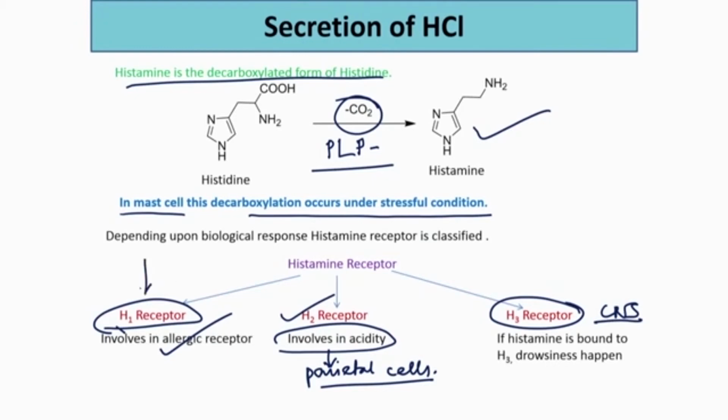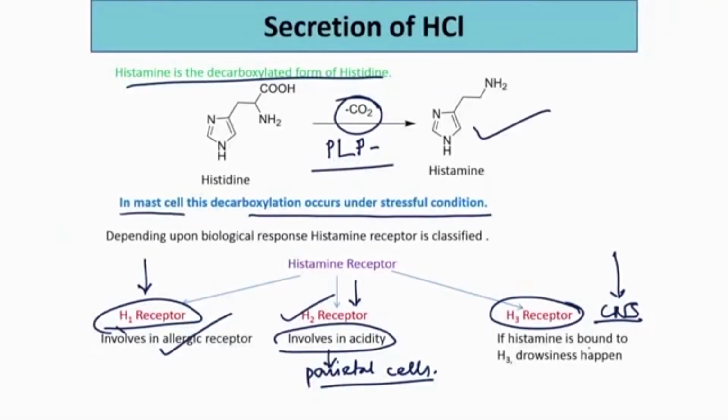If it binds to H1 receptor, it causes allergy. If it binds to H2 receptor, it causes acidity. If it binds to CNS, it causes sleepiness, drowsiness. And I think now you can understand why when you take anti-allergic tablets, you also become sleepy, because your drug is not very specific. It is an antagonist to H1. It is also reacting with the H3 receptor. It is binding to the H3. So, if it binds to the H3, then the problem is that you get drowsiness.